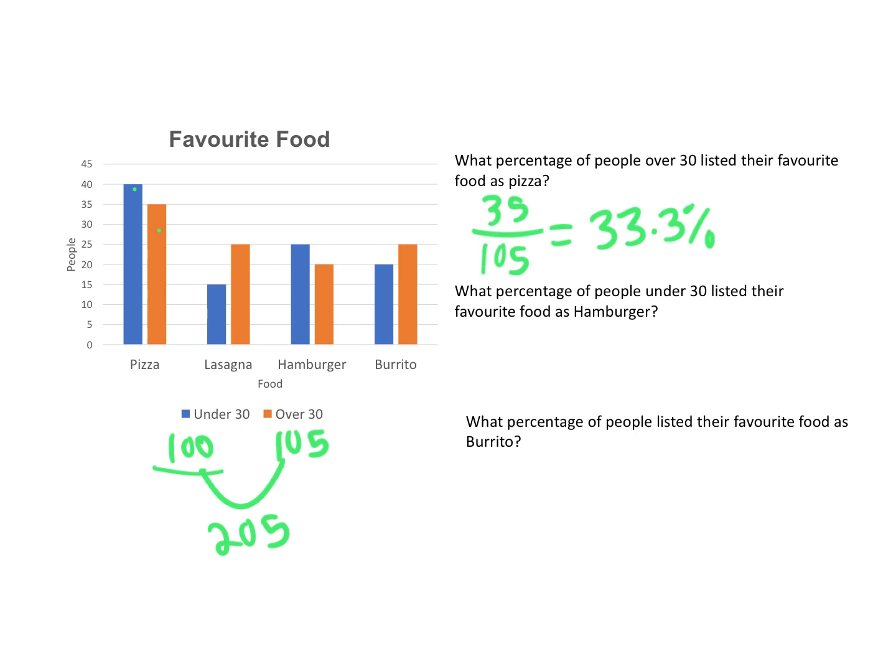Next, we're looking at what percentage of people under 30 listed hamburgers. So now we're looking at under 30, which is the blue bars, and we're asking hamburgers. So we're looking at this one. So here we have 25 out of the 100 to give us 25%.